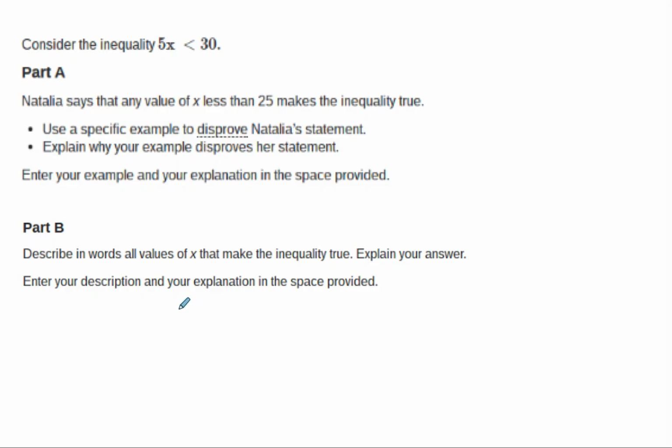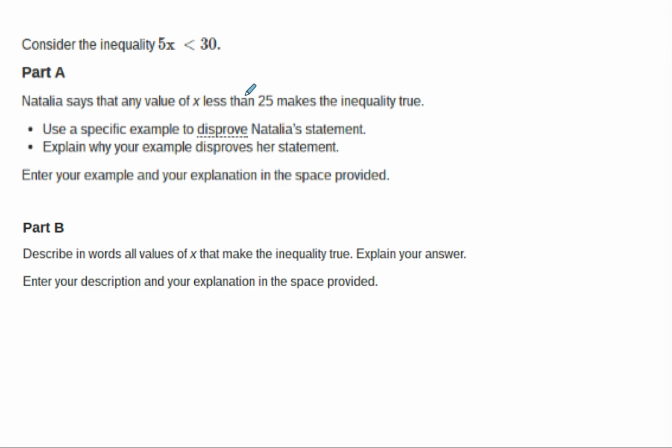Consider the inequality 5x is less than 30. Part A, Natalia says that any value of x less than 25 makes the inequality true. Use a specific example to disprove Natalia's statement. Explain why your example disproves her statement. Enter your example and your explanation in the space provided.